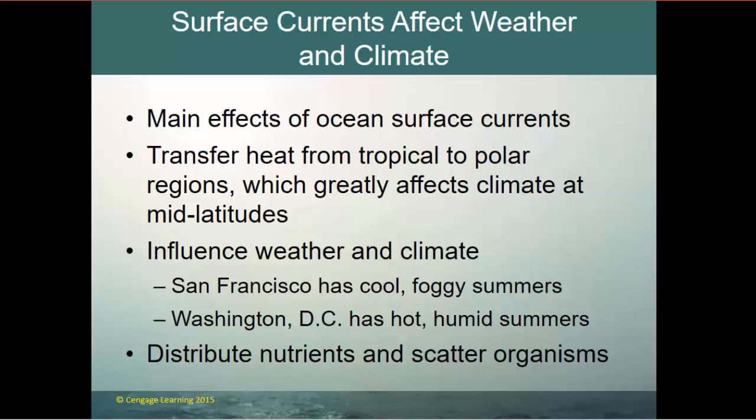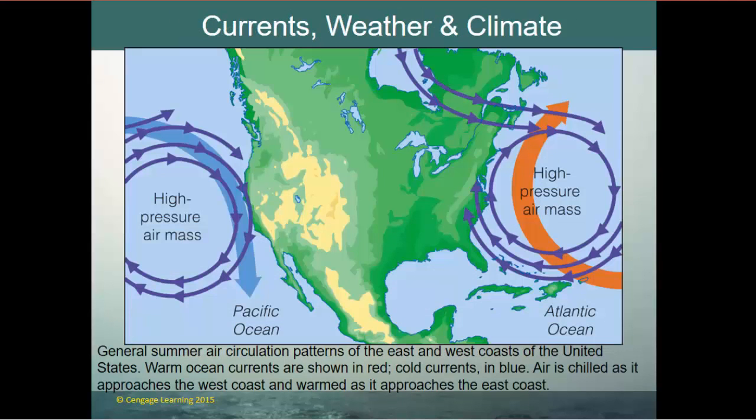And so the two main impacts of ocean currents are to transfer heat from the tropical to the polar regions and also to distribute nutrients and scatter organisms around the ocean. So we talked about San Francisco being cold. The big gyre in the North Pacific moves that cold northern Pacific water south in the California current, that eastern boundary current, keeping California nice and cold, where the North Atlantic gyre brings warm, moist water north with the Gulf Stream, keeping the eastern seaboard very warm.